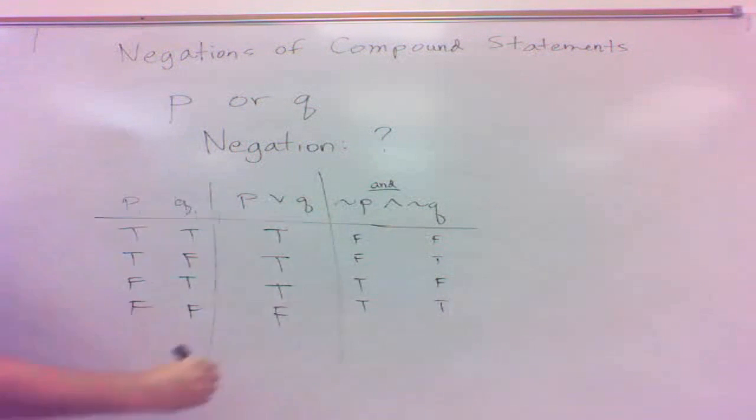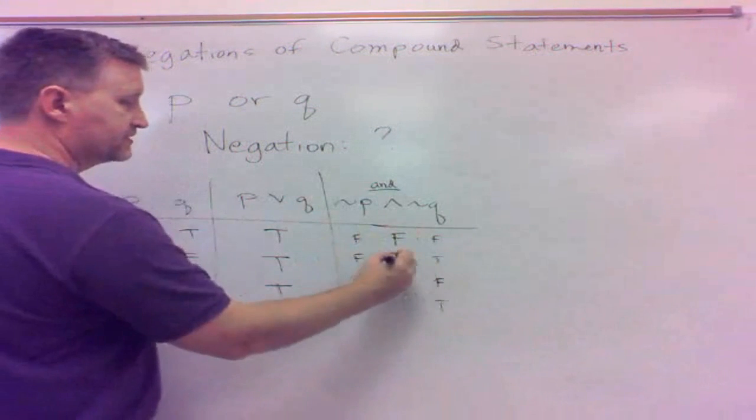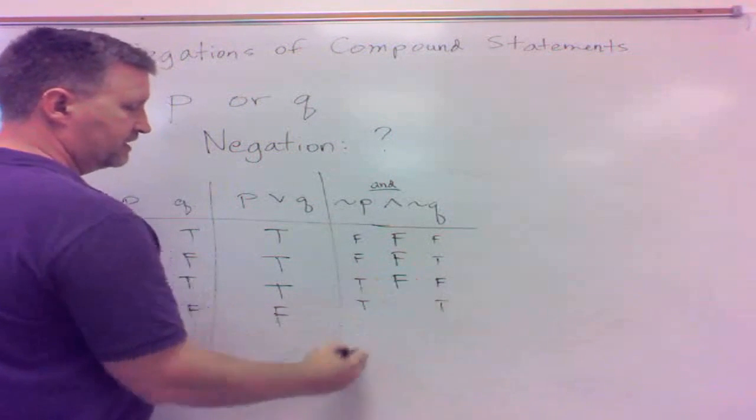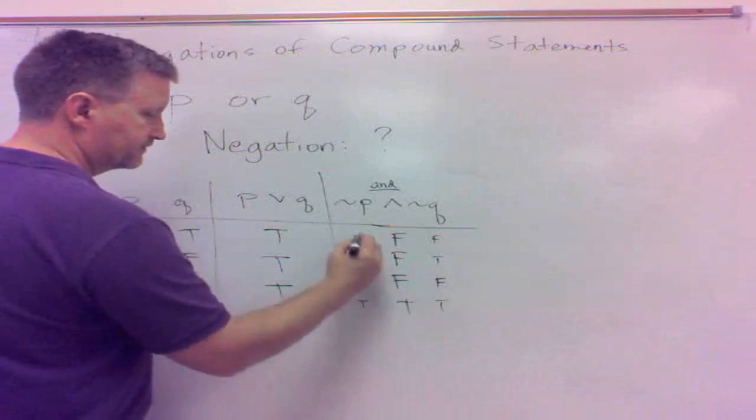False and false is false. False and true is false. True and false is false, because they both have to be true for and to be true. True and true is true. Did it work?